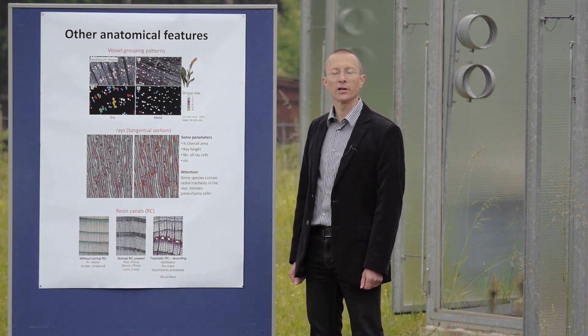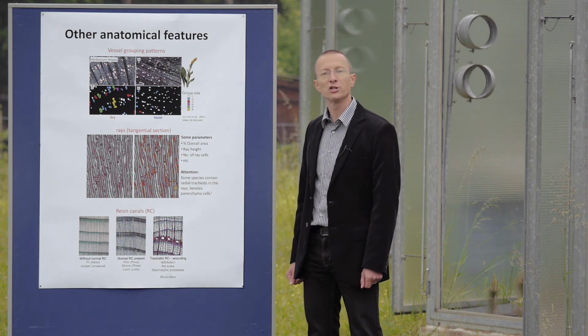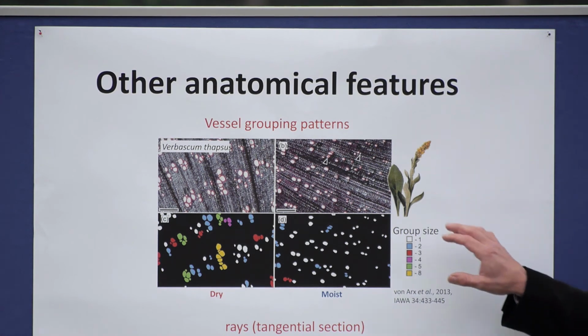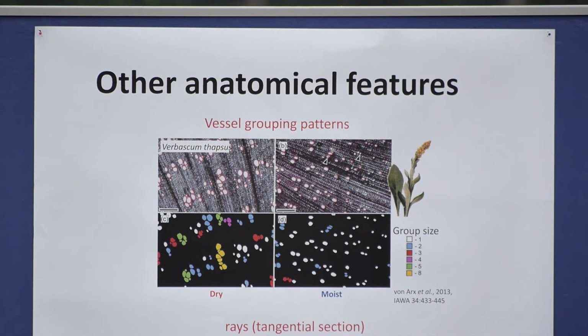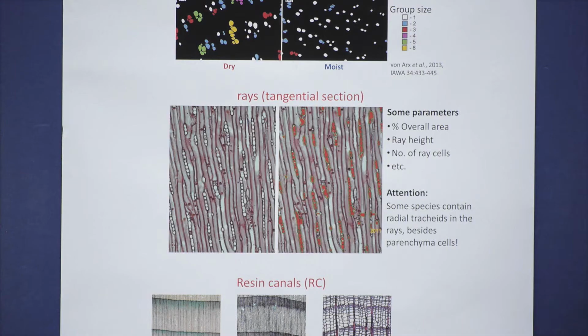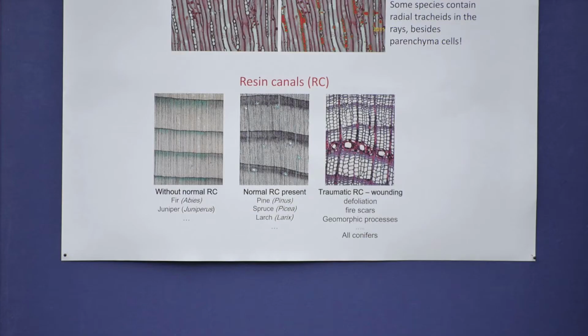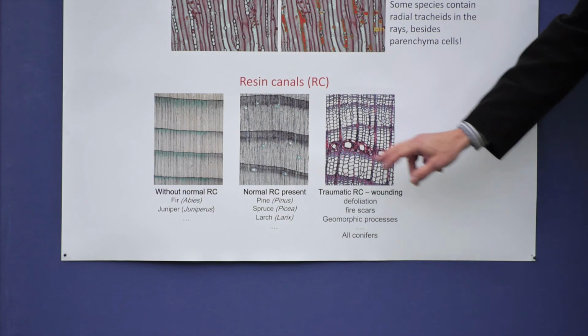In angiosperms, the connectivity of vessels within the three-dimensional xylem network can be investigated by vessel grouping patterns. The variability of vessel grouping among individuals and species is still largely unknown. Besides characteristics of the water-conducting cells, several additional anatomical features are currently investigated in quantitative wood anatomy. Several ray characteristics are hypothesized to be related to growth conditions and tree vigor. Additionally, environmental conditions and disturbances are reflected in the number of resin canals.